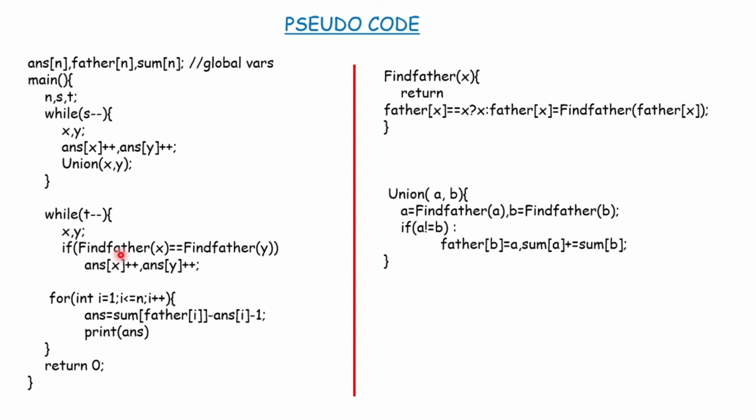Now for the next T blocked cases, it is very simple. We just check whether the parent of x is equal to the parent of y. If it is, we increment the values of the answer array. Now all of the parts are done. We just have to print the answer. So the answer is, for every ith node, sum of father of i minus answer of i minus 1, and we print the answer.